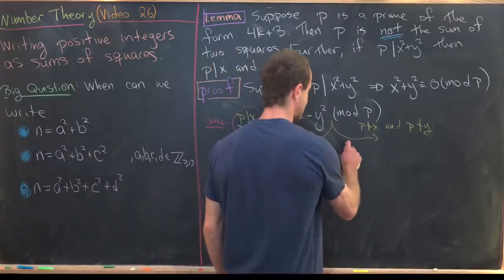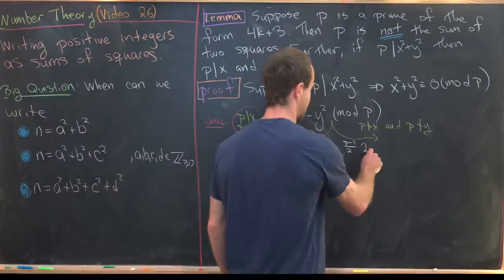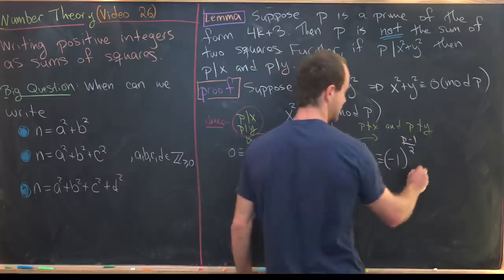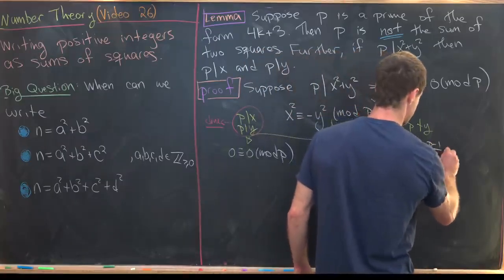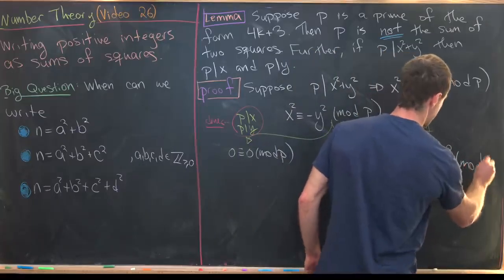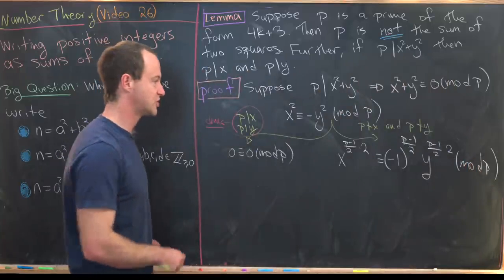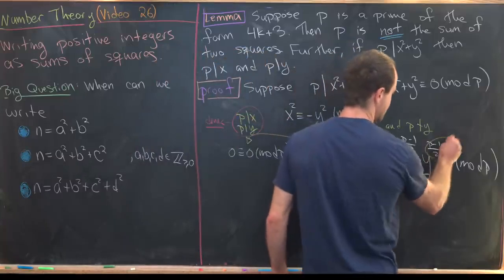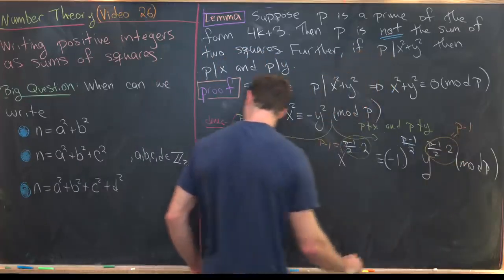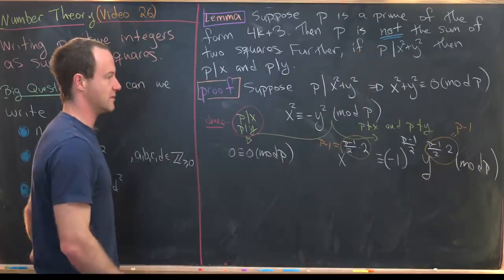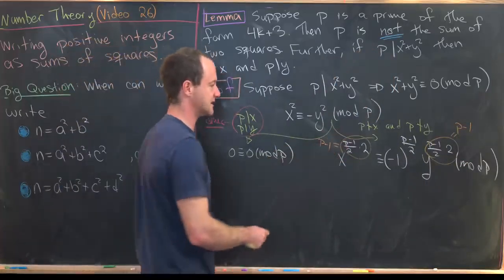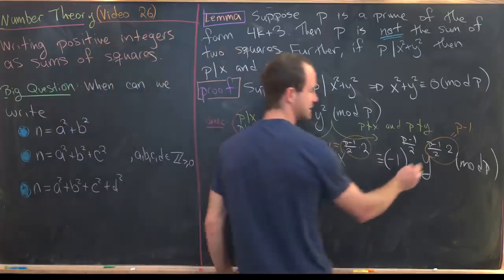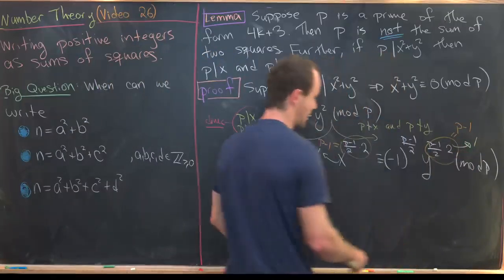So that's going to give us x to the p minus 1 over 2 times 2 is congruent to negative 1 to the p minus 1 over 2 times y to the p minus 1 over 2 times 2 mod p. But we chose that exponent for a reason, and that's because this is going to be equal to p minus 1. This is also going to be equal to p minus 1. But then by Fermat's little theorem, since p doesn't divide x and p doesn't divide y, that means this is going to turn into 1 mod p. And this over here is also going to turn into 1 mod p.